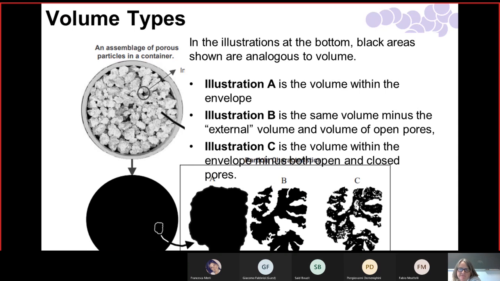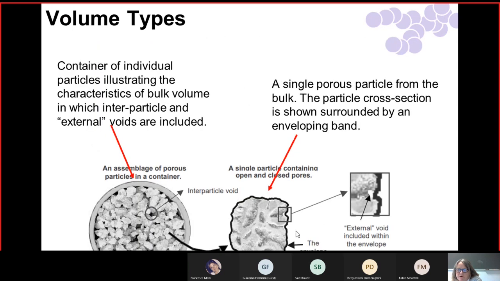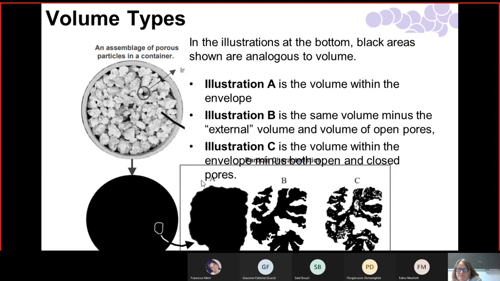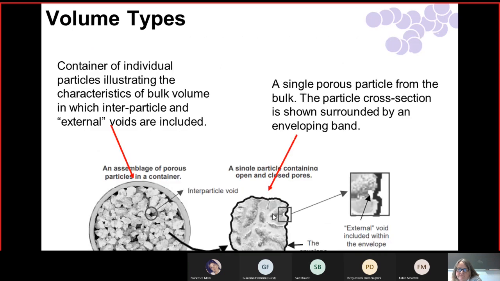This first picture here would be the bulk volume, right? I would just take the volume of the entire container and calculate a bulk density using that bulk volume, but that would include all of these voids in the picture. If instead we look at a particle shown here, we could use the envelope volume, the volume of that particle that we can draw.